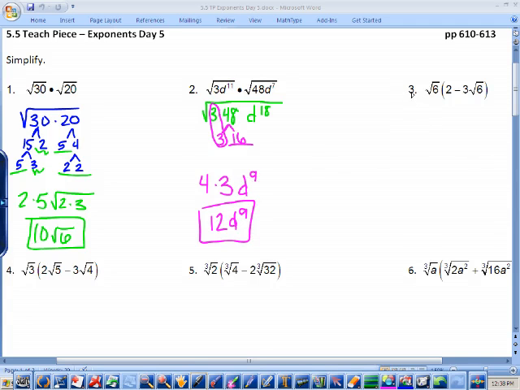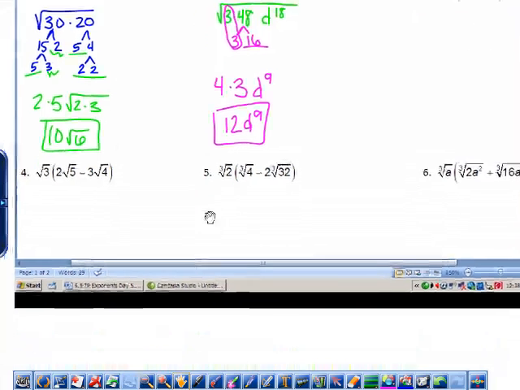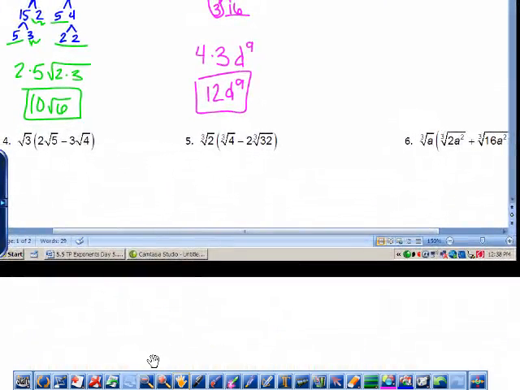All right, we're going to skip 3. Let's jump to 4. What would I do on number 4? Yep, I would need to distribute. Square root of 3 times 2 root 5. What's that going to give me? Good. 2 root 15 minus 3 times the square root of 12.